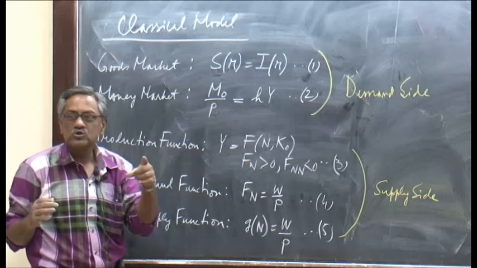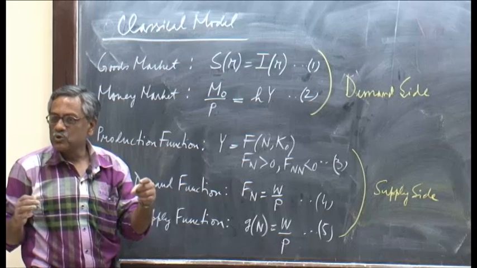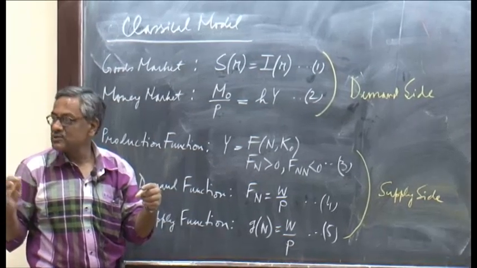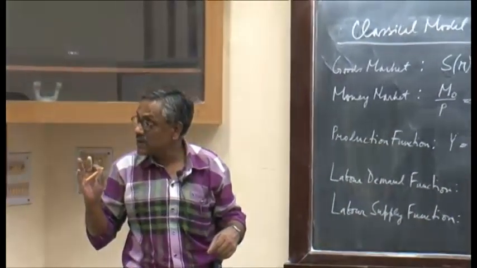X and Y, we learn in school, in class 7, 8. 2x plus 3y is equal to something, then x plus y is equal to some number, solve for x and y. That is a simultaneous equation model.